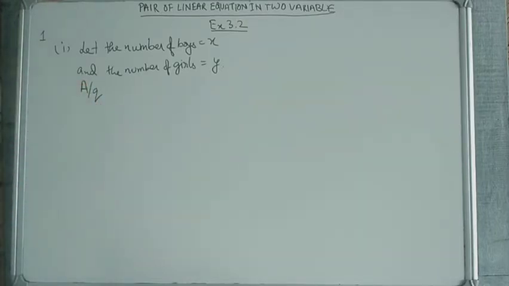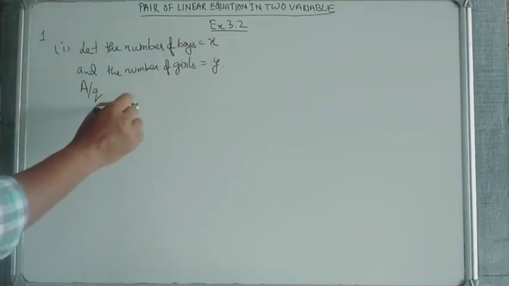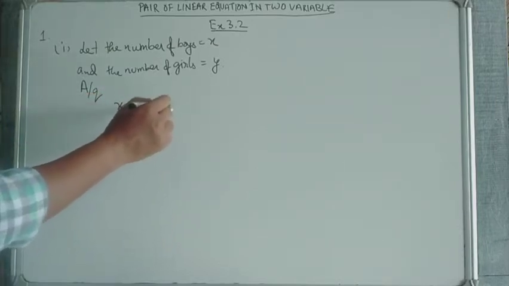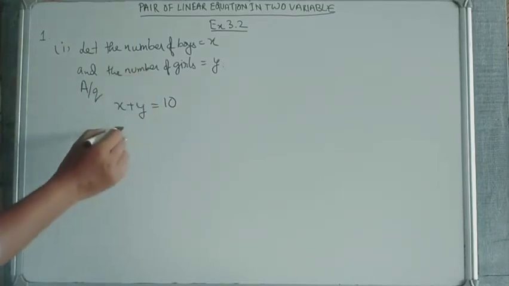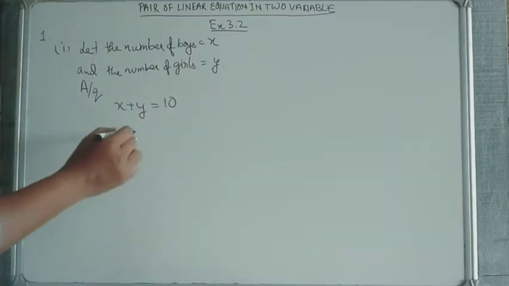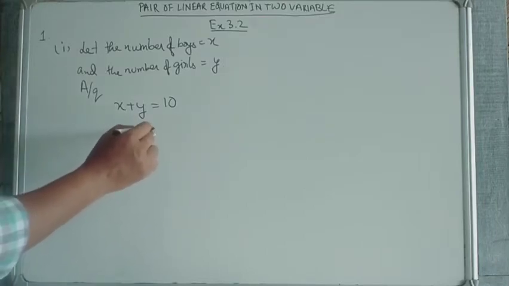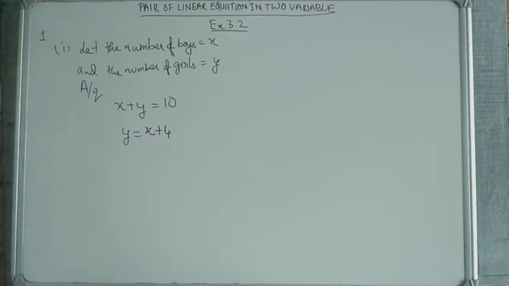The total number of students is how many? 10. So that means x plus y, the total number of boys and girls, is 10. And the other equation given is that girls, y, is 4 more than the boys.